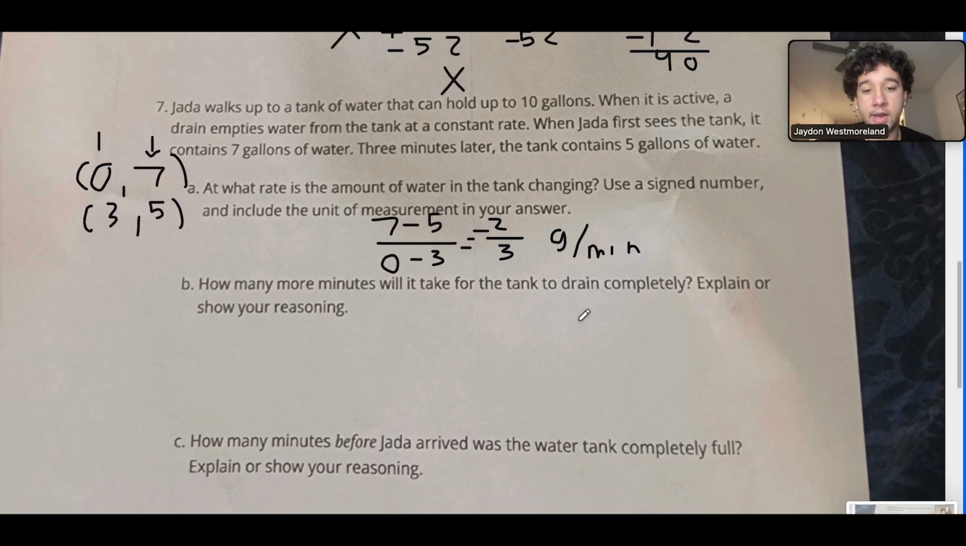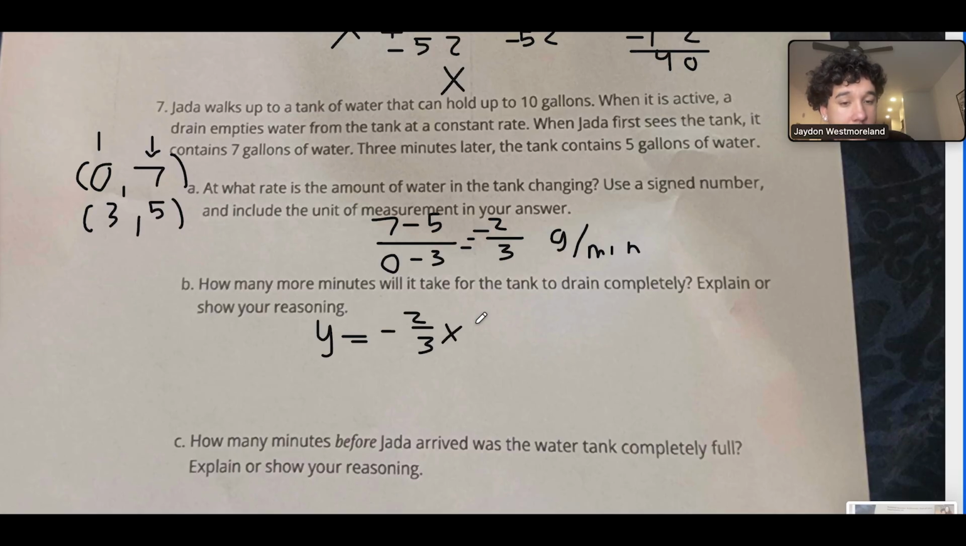How many more minutes will it take for the tank to drain completely? Explain or show your reasoning. Okay. So the way that you would do that is you would set up an equation kind of like this. This is a line, right? y equals mx plus b. Well, our slope is negative 2/3. So negative 2/3 x plus our initial value. Well, that's our 7 value.